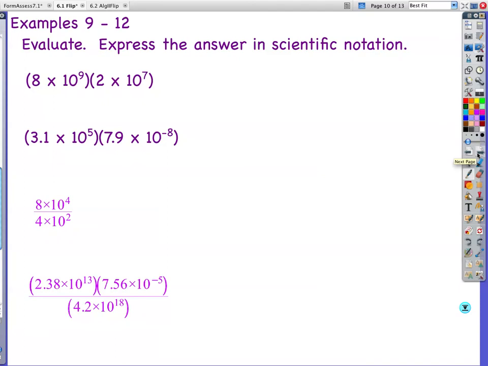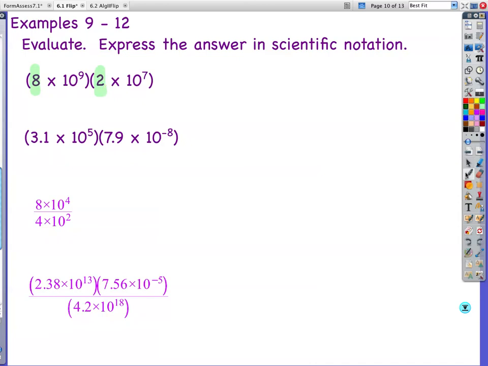All right, we need to evaluate and express the answer in scientific notation. I know it is so easy to go to our calculators, and I actually thought about just letting the calculator do the work. But here's the deal. I think you just need to see this once before you go off to college or whatever you're going to do. Even in your science classes, this may come in handy.